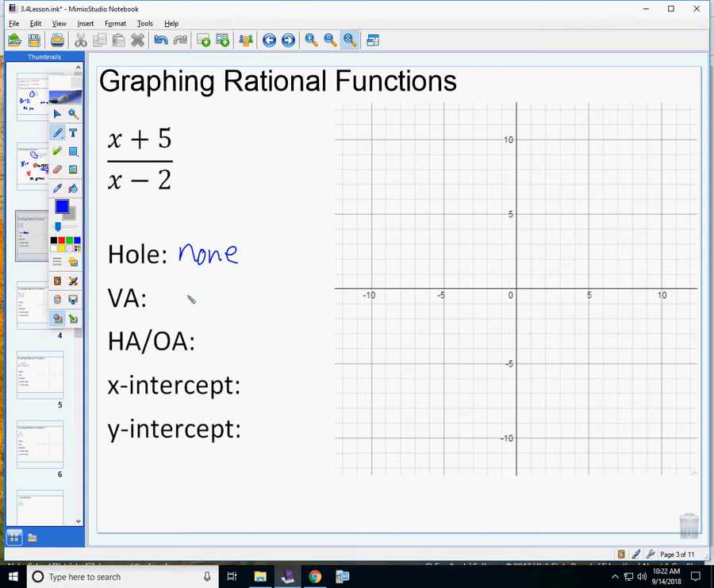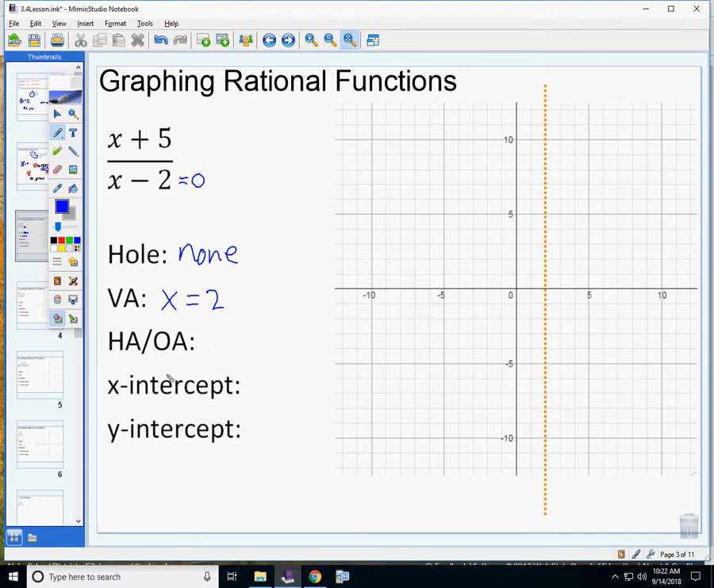Vertical asymptotes, that's the ones that go straight up and down, and those are your x values. Or in other words, we want the denominator to equal 0 for your vertical asymptote. So for the denominator to equal 0, x would have to equal 2, because 2 minus 2 is 0. So vertical asymptote where x equals 2. So I'm going to go ahead and put that on our graph. We have a line where x equals 2, so I'm going to draw it going straight up and down at 2.